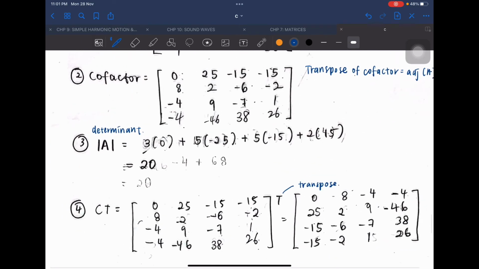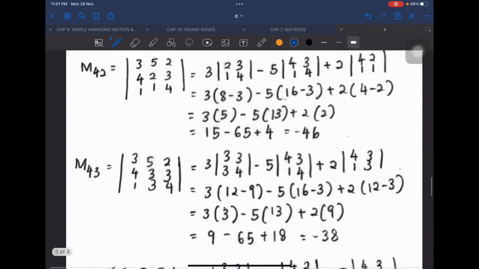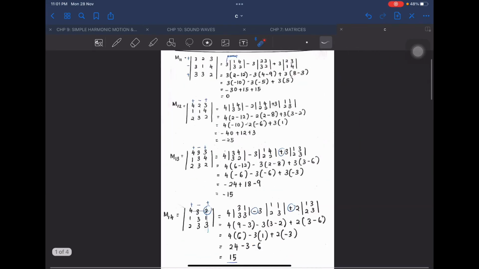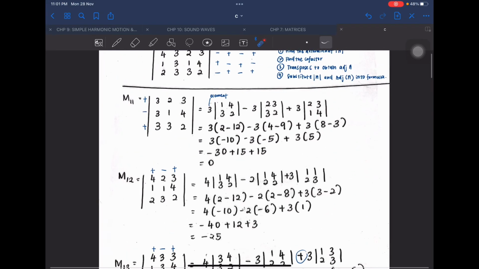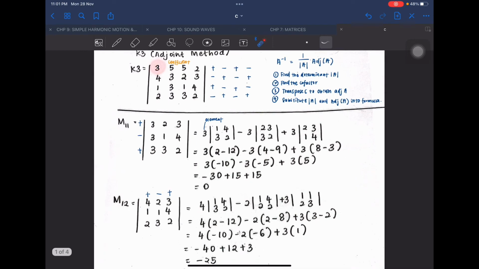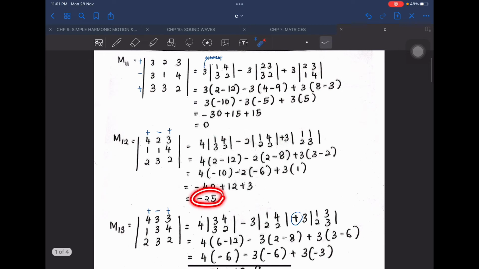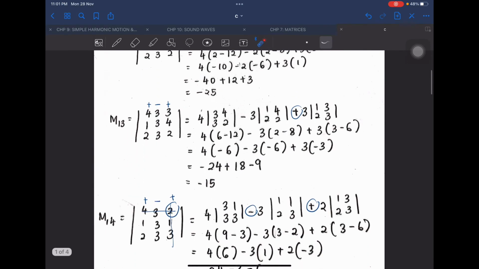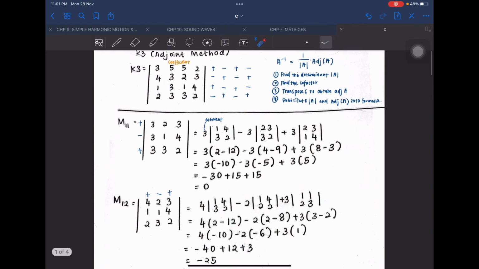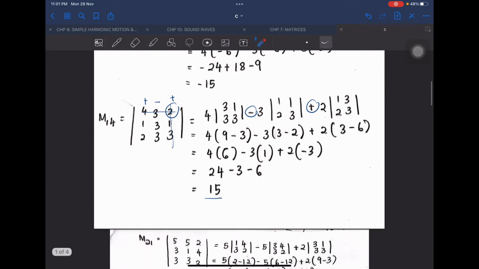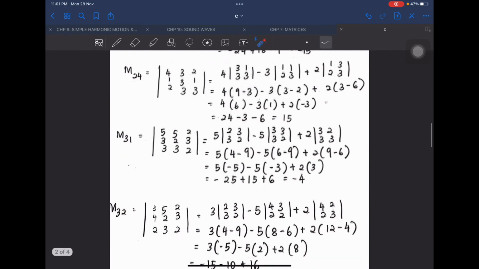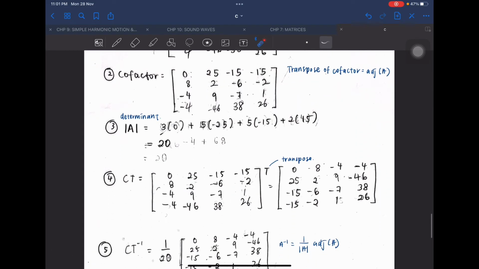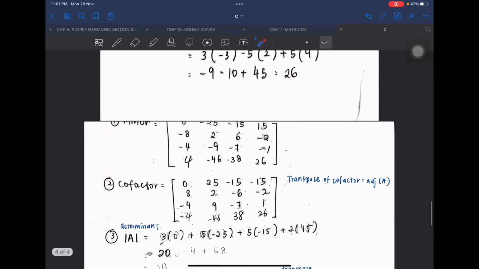3 times 0 plus 5 times negative 5 times negative 25 plus 5 times negative 15 and plus 2 times 15. So the answer that we get is 20. So we know the determinant is 20. Next, we want to find the minor.